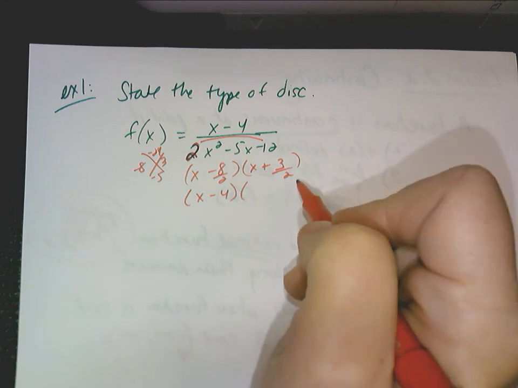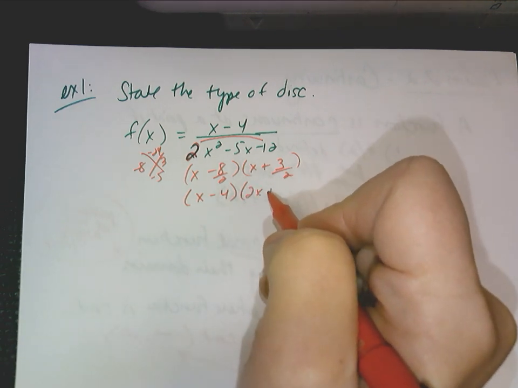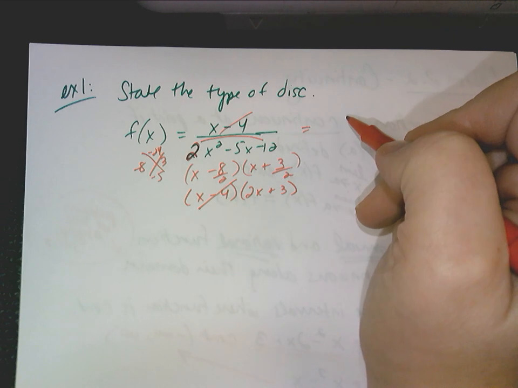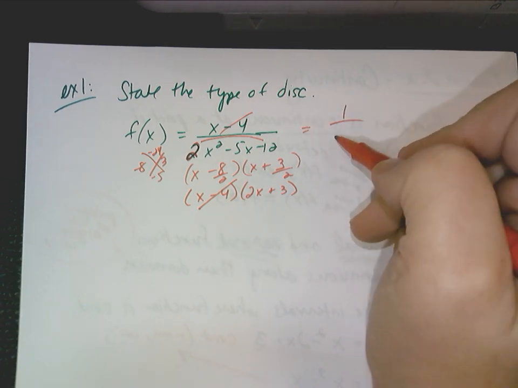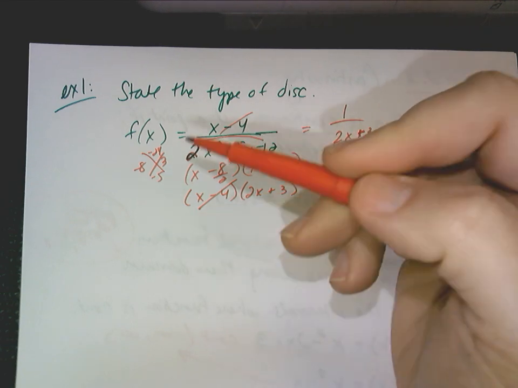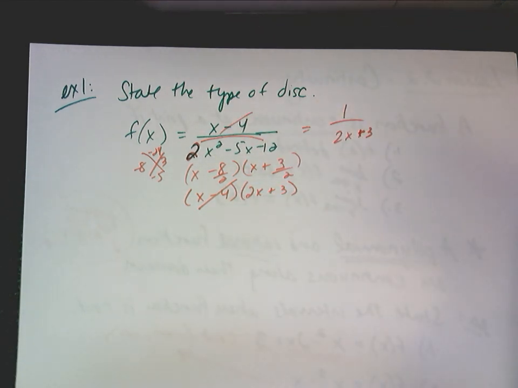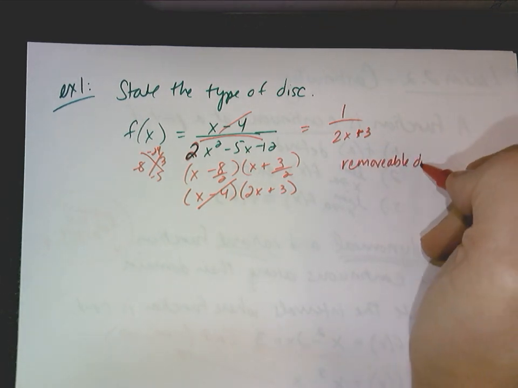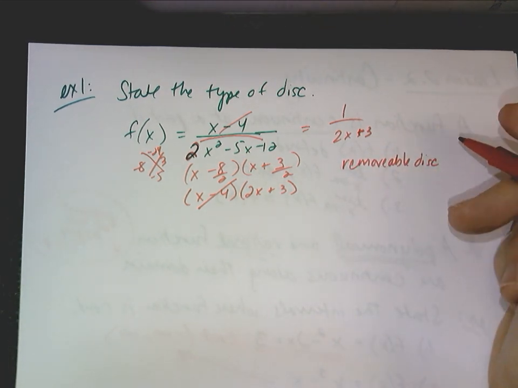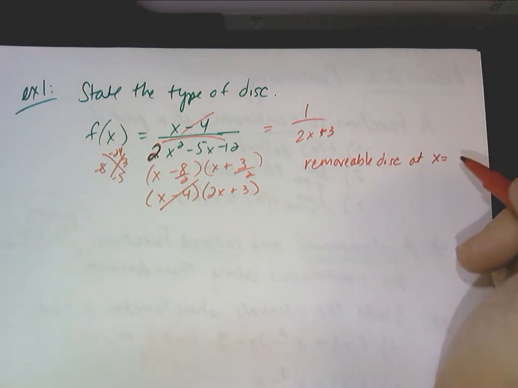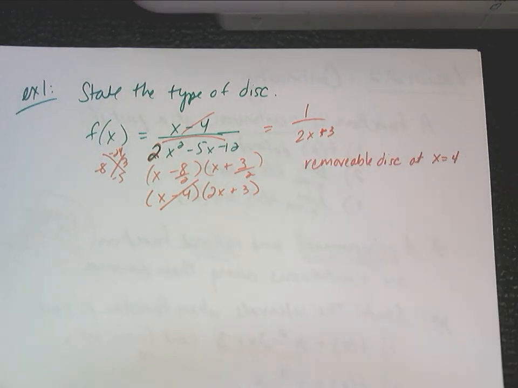Okay. And now, will things cancel? This is now x minus 4. This slides up and becomes 2x plus 3. These will cancel. You are now left with the function 1 over 2x plus 3, by the way. But if I cancel, I must have been a what? Hole, which we're now going to change to removable. There is a removable discontinuity, again, aka hole, at x equals what? 4. Don't say negative 4, say 4.